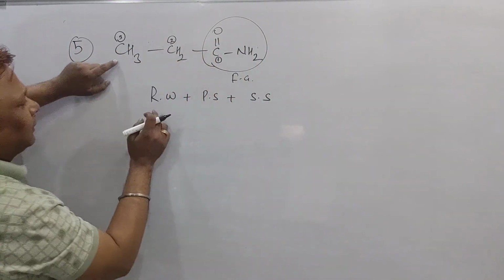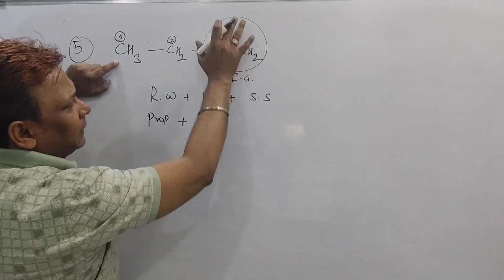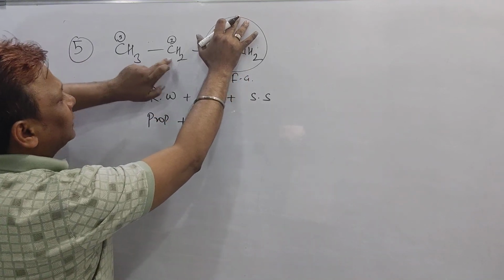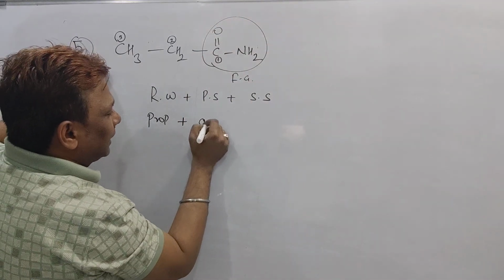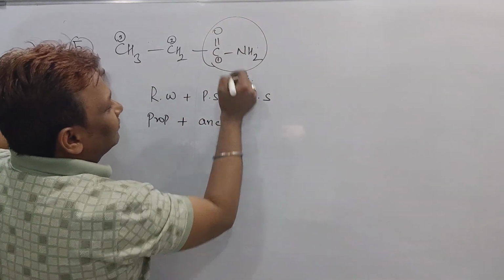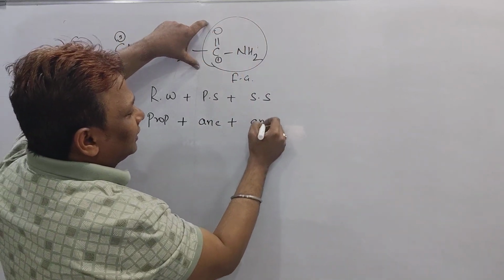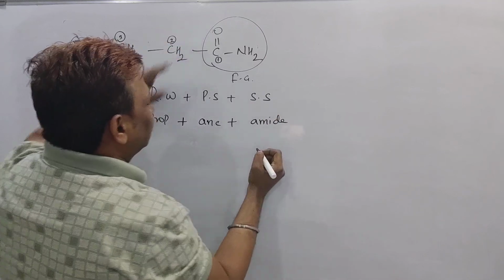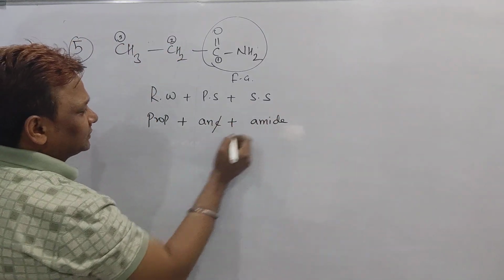So 1, 2, 3 carbons, the root word you are going to write is PROP. But leaving this functional group, are you finding any double or triple bond in this carbon? No double or triple bond. So the primary suffix should be ANE. But what is the name of the secondary suffix? Sir, we wrote here amide. So what is the IUPAC name of this compound, beta? The E of the alkane is replaced by amide.